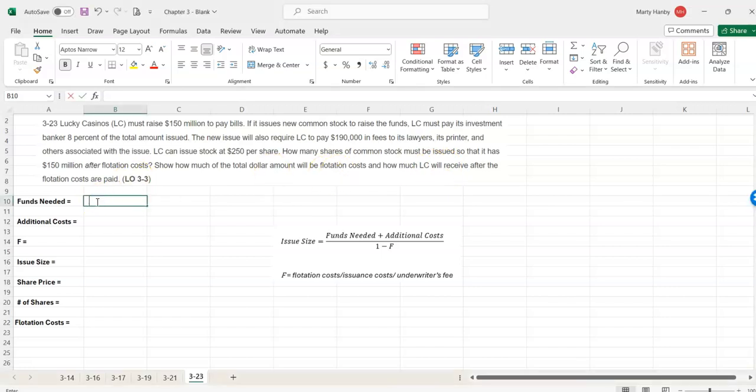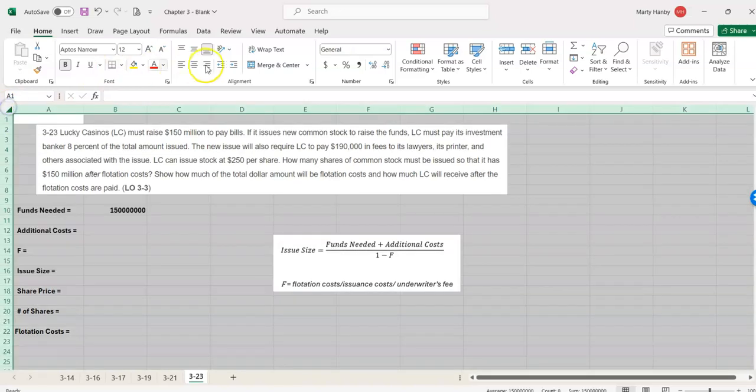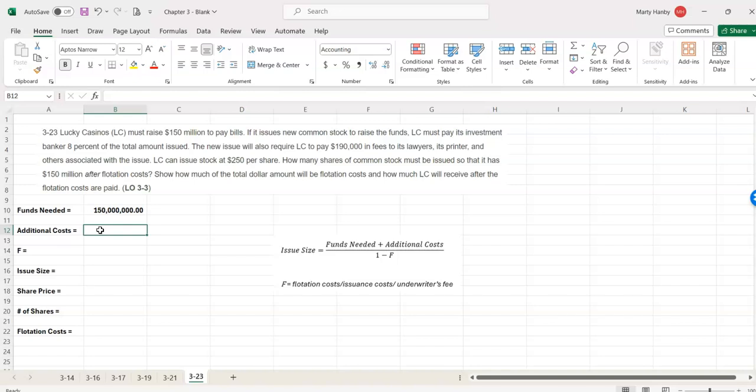So LC is going to receive the $150 million. All right, additional cost, $190,000. And then the investment banker is going to charge 8%.